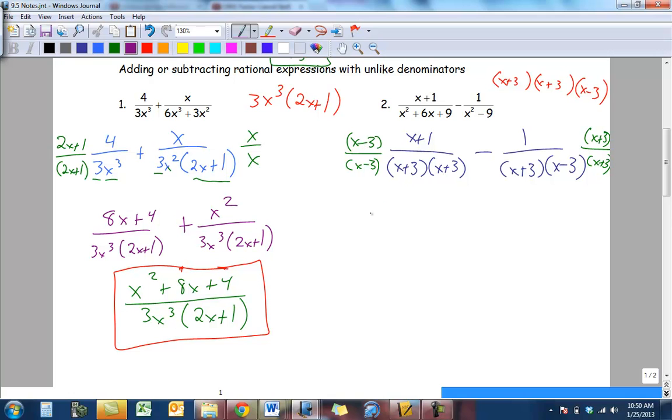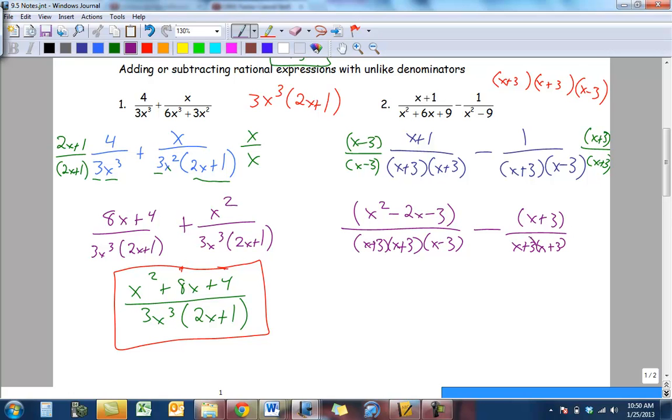The top's going to FOIL out to x squared minus 2x minus 3 over (x plus 3)(x minus 3), minus, now 1 times this is just (x plus 3) over (x plus 3)(x minus 3). So we got a common denominator, so we can subtract these.